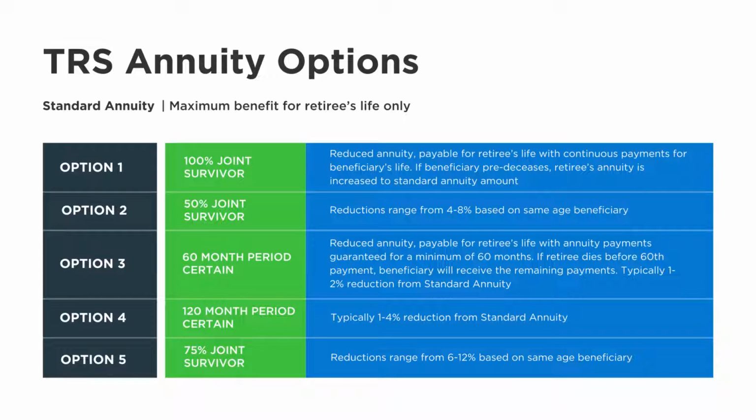So that was a lot of information. The good news is that options 3 and 4 are a little bit more simple. With options 3 and 4, you're not selecting a beneficiary to receive lifetime payments, but you are guaranteeing a certain amount of monthly payments to either you, or in the case of your death, to the beneficiaries for a set amount of time. Option 3 is 60 payments or 5 years guaranteed, while option 4 is 120 payments or 10 years guaranteed.